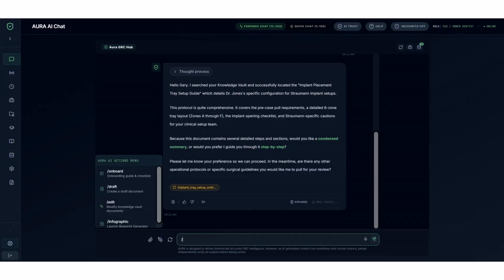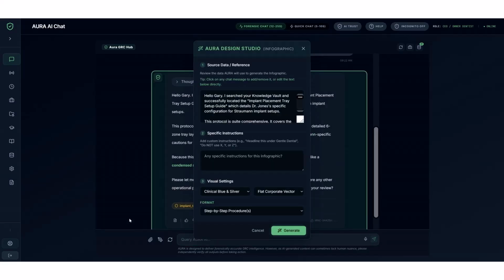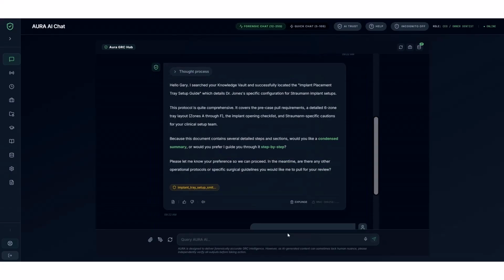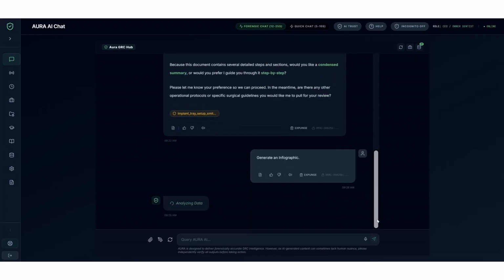If I come down here and I hit / and I scroll down and I pick infographic, this box will pop up and we can prompt it with some additional information. Maybe you want to only have it focus on something very specific within that implant protocol, or we can just let it do what it thinks is the best. So we're going to choose an isometric 3D, which is kind of a cool infographic. And then I click on generate, and it's going to take the response above and convert that into a really nice infographic.